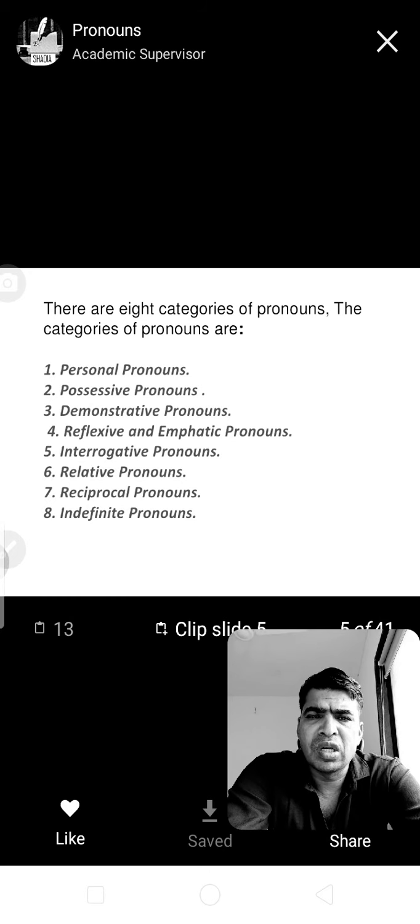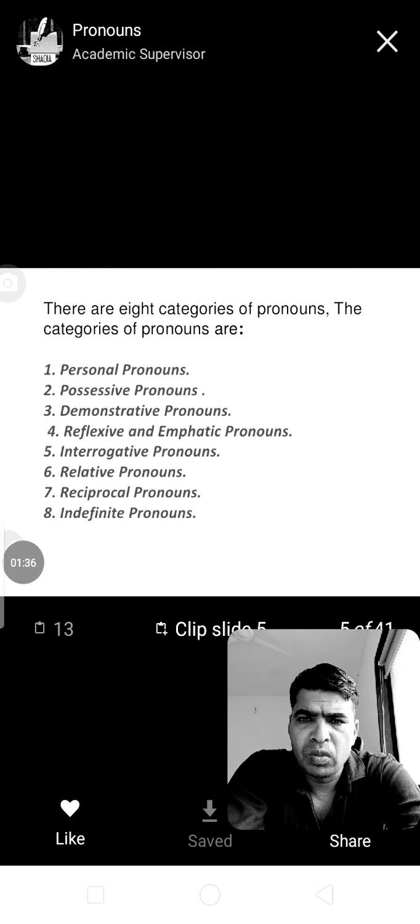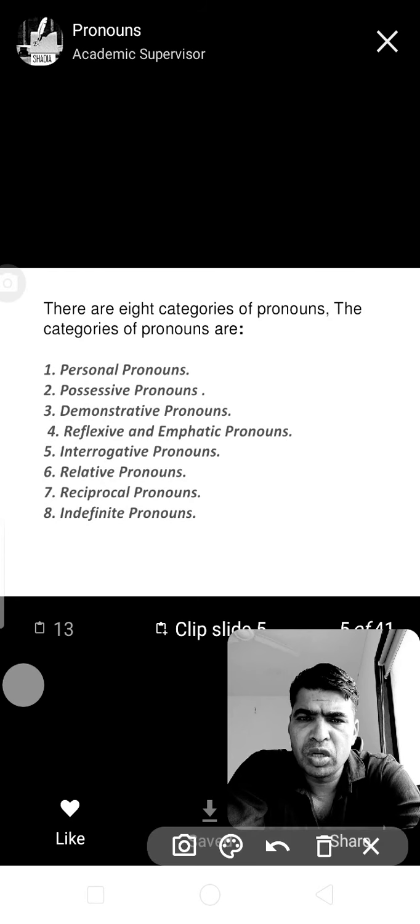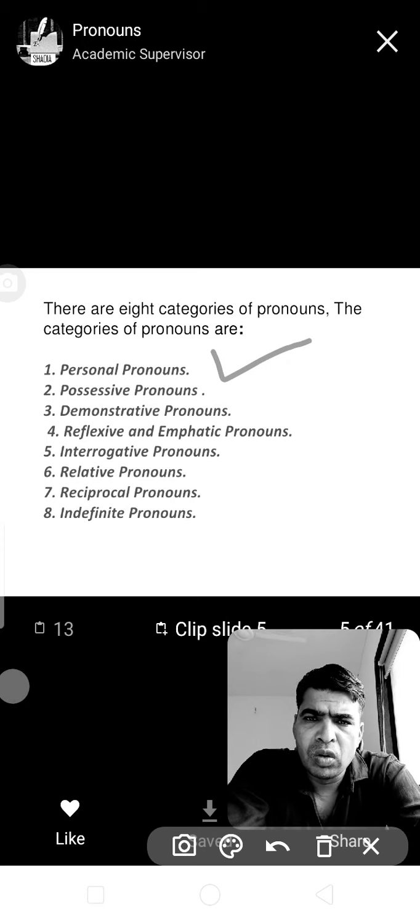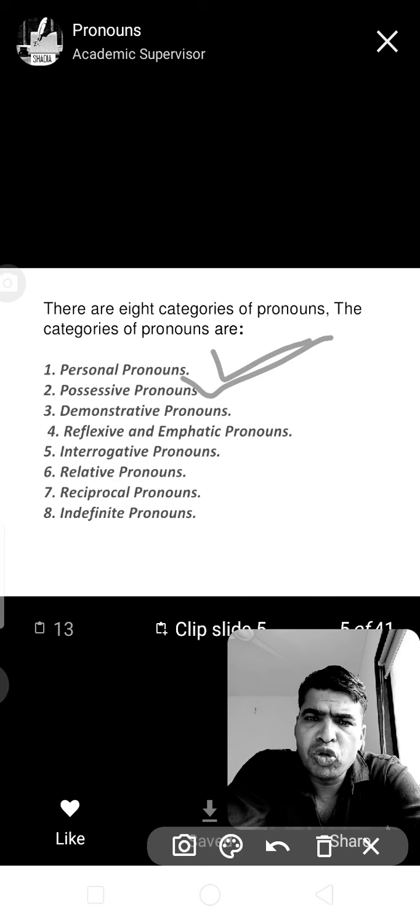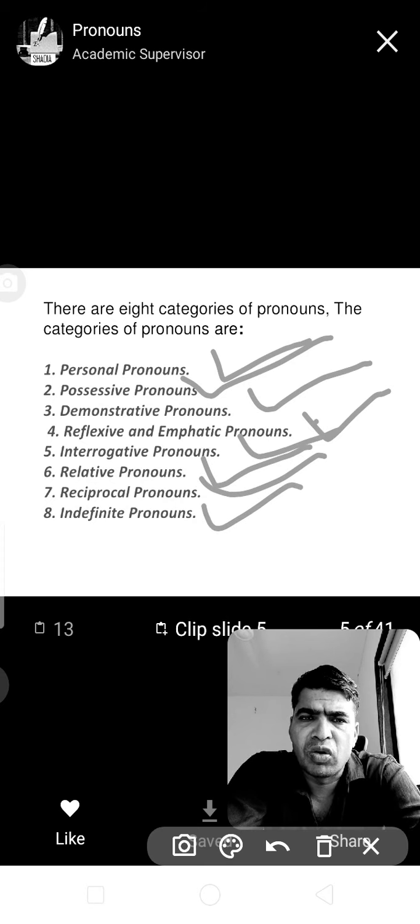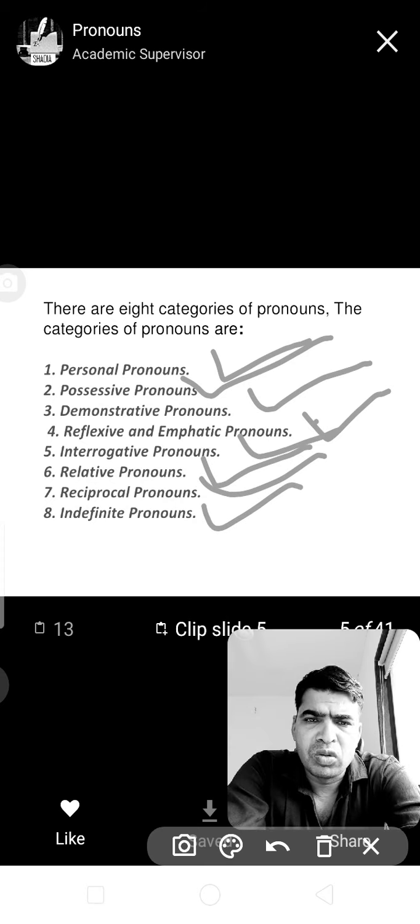The categories of pronouns are: personal pronoun, possessive pronoun, the demonstrative pronouns, reflexive and emphatic pronouns, interrogative pronouns, relative pronouns, reciprocal pronouns, and the last one is indefinite pronouns. So these are the different pronouns which we are going to study.